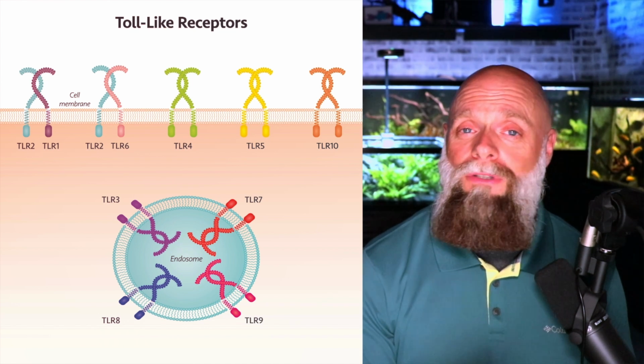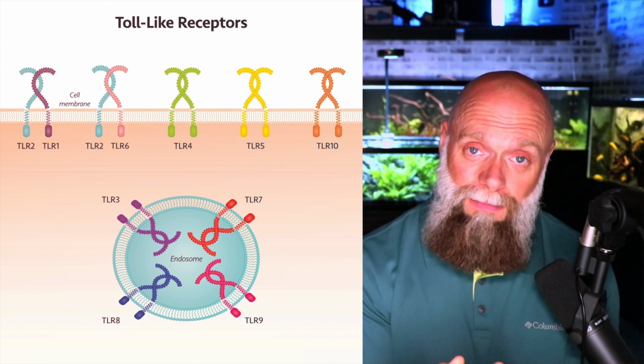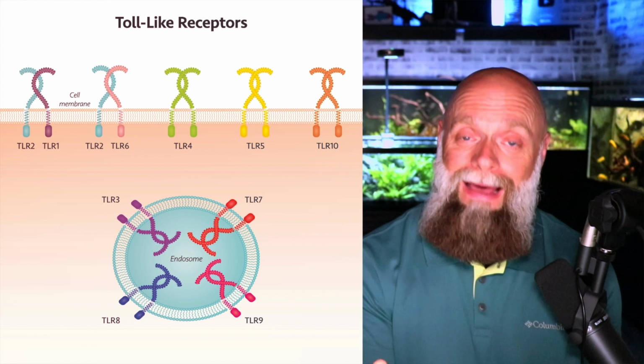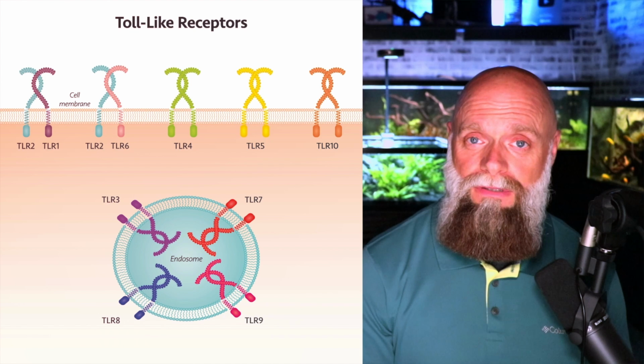Bottom line is when it comes to toll-like receptors, this is a way for the immune system to actually determine what is a pathogen and what isn't. It's how it recognizes those pathogens.